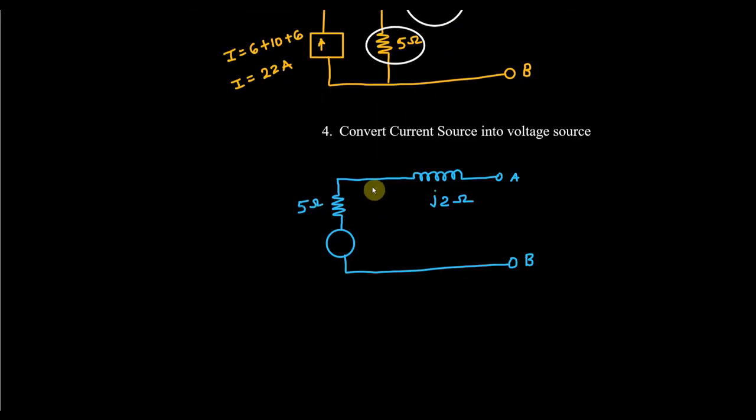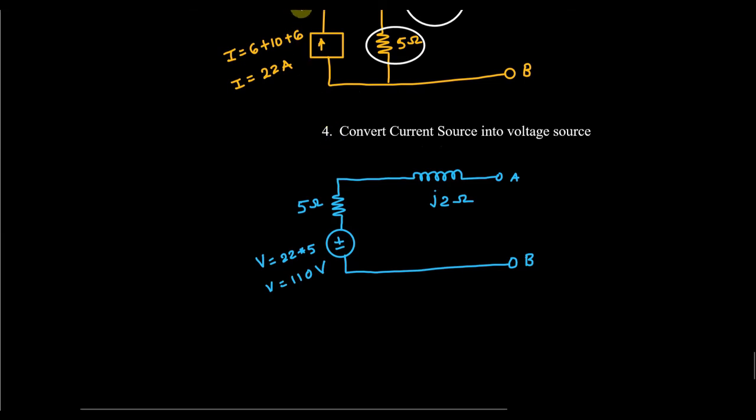This will be the circuit after converting the current source into a voltage source. Now what will be the value of the voltage? V is equal to I into R. The I value is 22, and the value of the resistance is 5. So this voltage comes out to be 110 volt. Here we have converted the given current source into a voltage source.